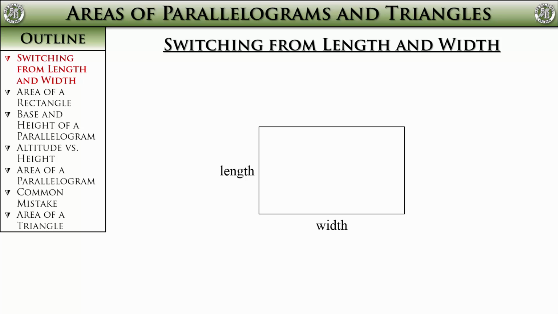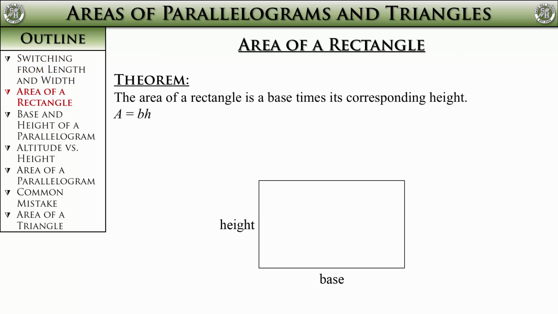Instead of calling the sides length and width, you need to get used to calling them base and height. This is the way grown-up mathematicians refer to the sides of a rectangle. It is more consistent with other shapes, as you will see later on in this presentation. This is a formula you should already know, especially since we did it in section 1.8. But the area of a rectangle is base times height.